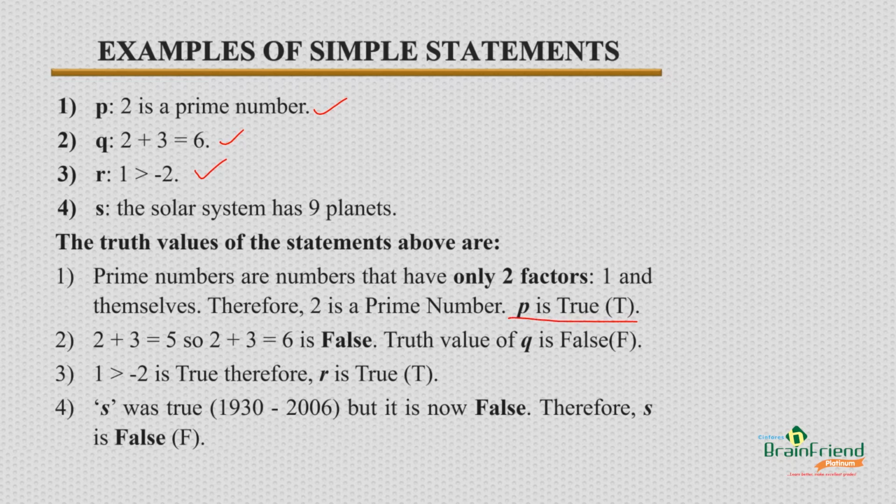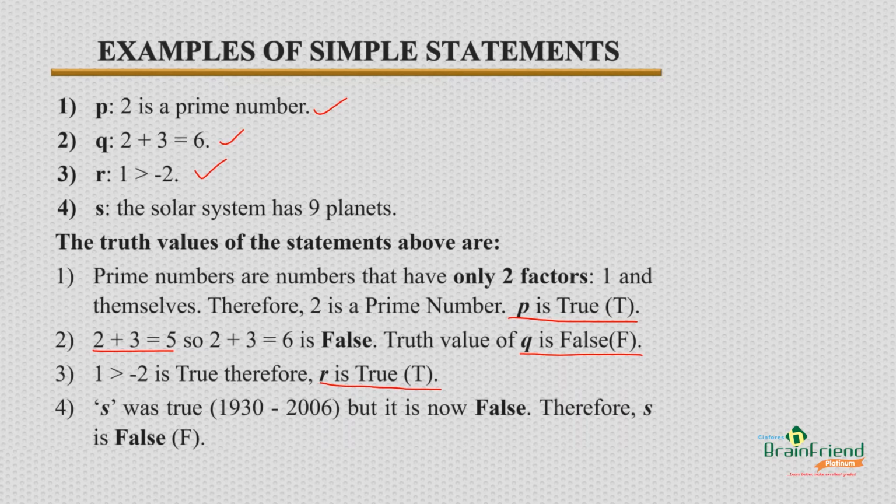In the second statement, 2 plus 3 is equal to 5 and not 6. So, 2 plus 3 is equal to 6 is false. Therefore, the truth value of Q will be false. Number 3. 1 is greater than minus 2. This statement is true. Therefore, the truth value of R is T, meaning it is true.